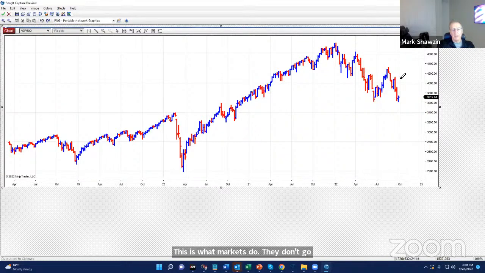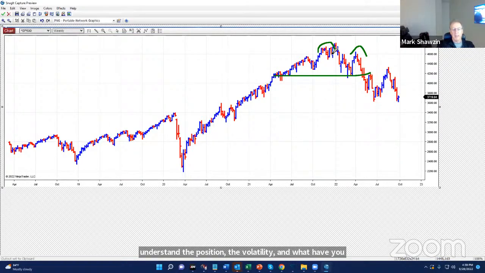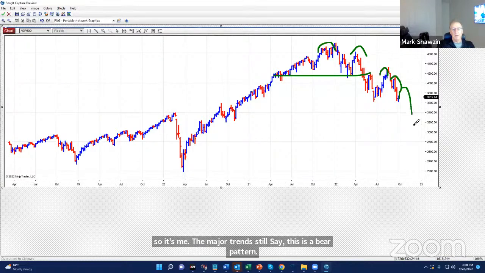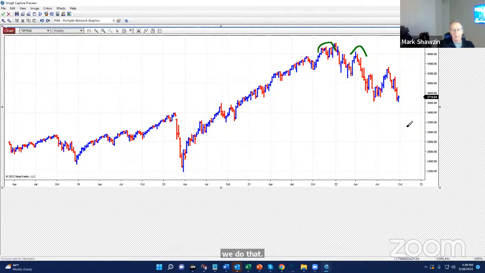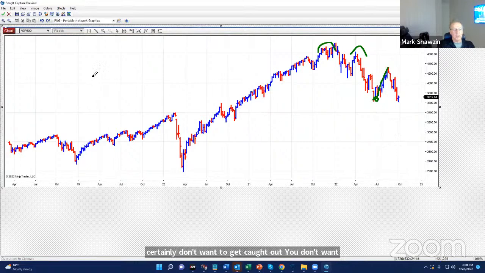The US stock markets have been exceedingly difficult, even if you understand the position, the volatility, and what have you. To me, the major trends still say this is a bear pattern. This is a bear pattern. So we can run, but we can't hide. I do think this will go lower, but we could have a substantial rally off of here before we do that. So there's a whole cadence to everything. And you certainly don't want to get caught out. You don't want to get short here and then go for one of those rides because it's excruciating.